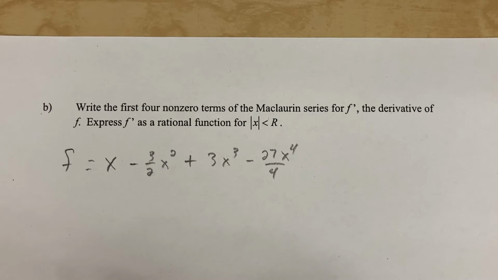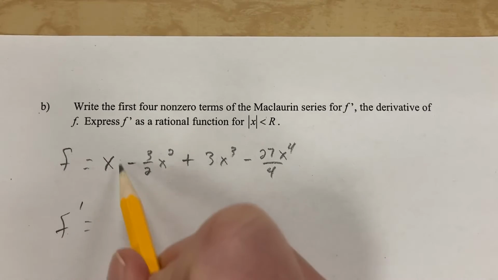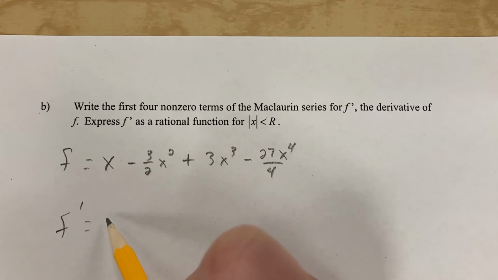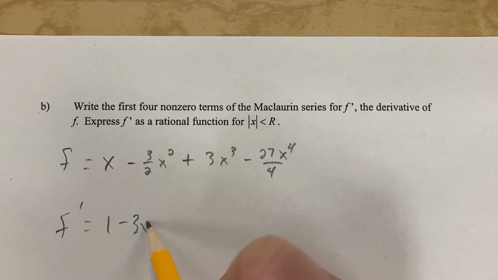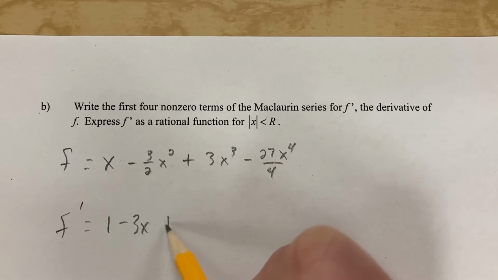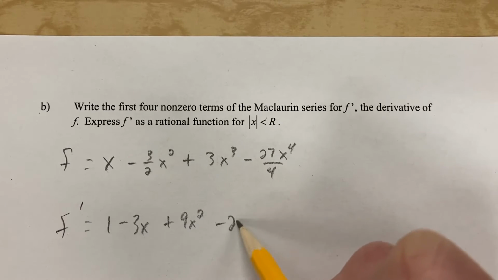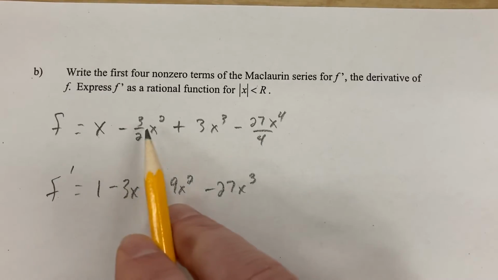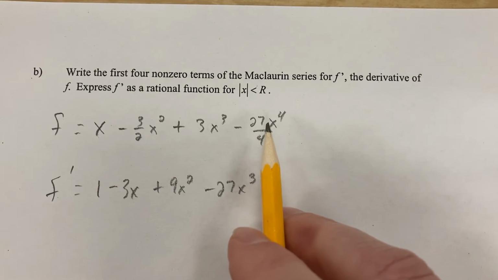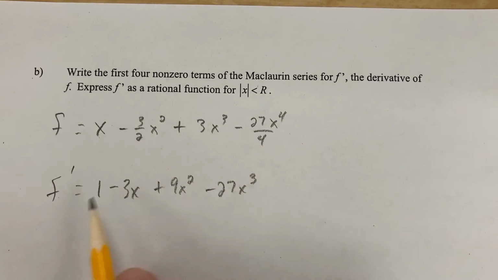And what they want us to do then is to figure out, well, what's f prime? So f prime would be just the derivative of these. So it would be 1 minus 3x plus 9x squared minus 27x to the third, okay? So again, I took the first 3 they gave me, I figured out what the 4th term would be, and then I just took the derivative of each of them, okay?